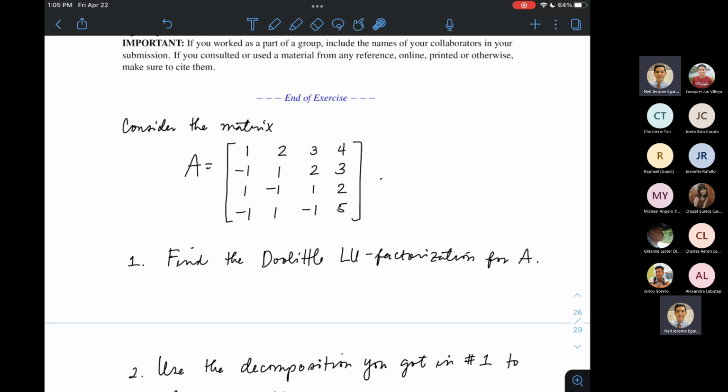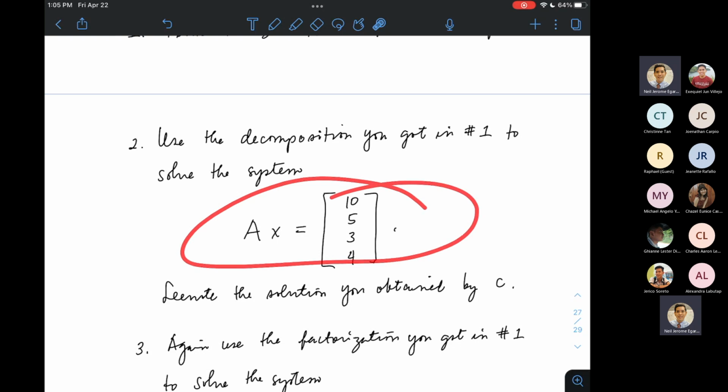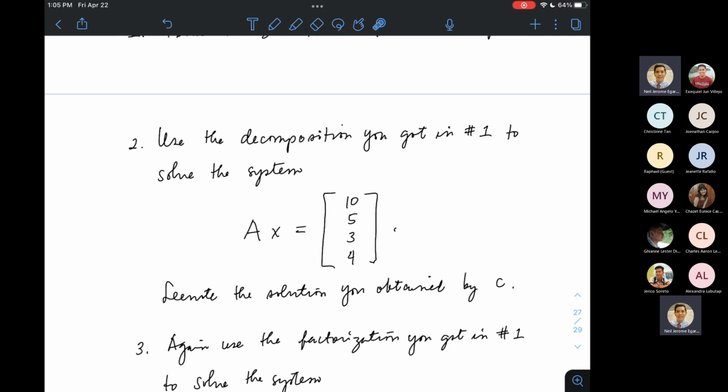Tapos pag may LU factorization ka na, isolve mo itong system na to using that LU factorization. So ito, mapapalitan na ng LU. So all you need to do is forward substitution, tapos backward substitution, then you will get the solution C para sa system na to.